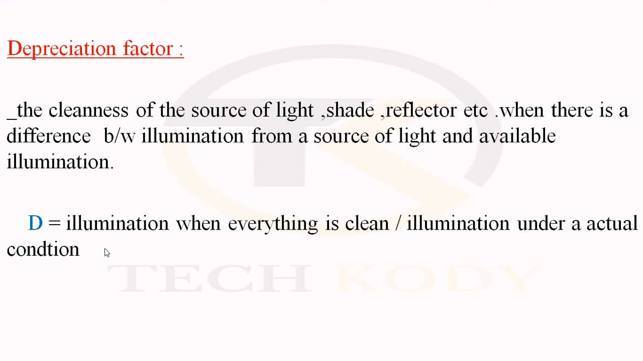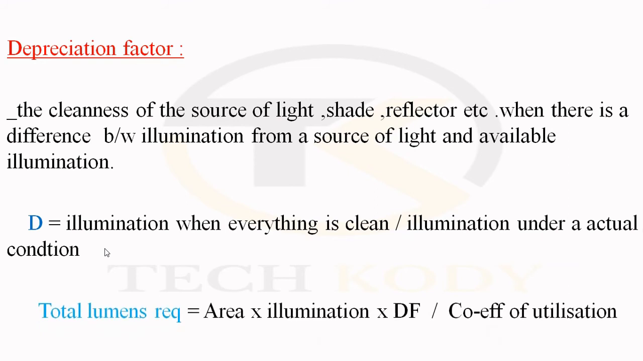Total lumens required is equal to area into illumination into depreciation factor by coefficient of utilization, where A is equal to area, E is equal to illumination, DF is the depreciation factor, and U is equal to the coefficient of utilization.